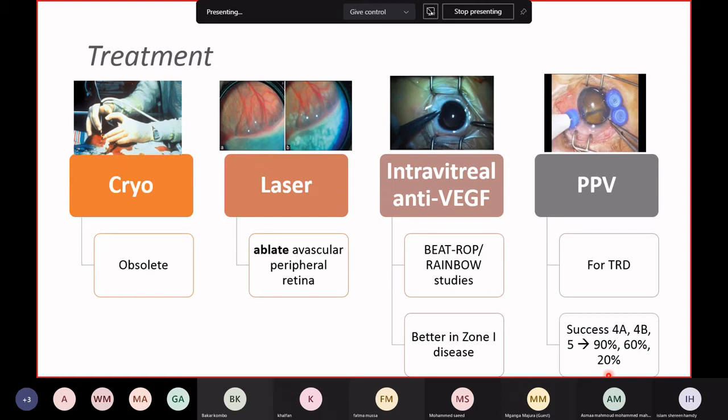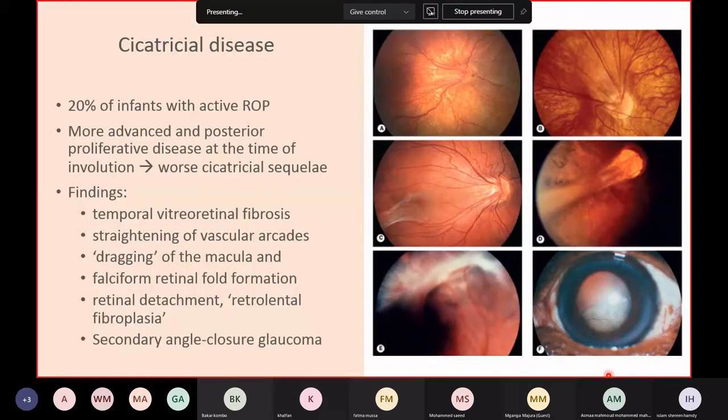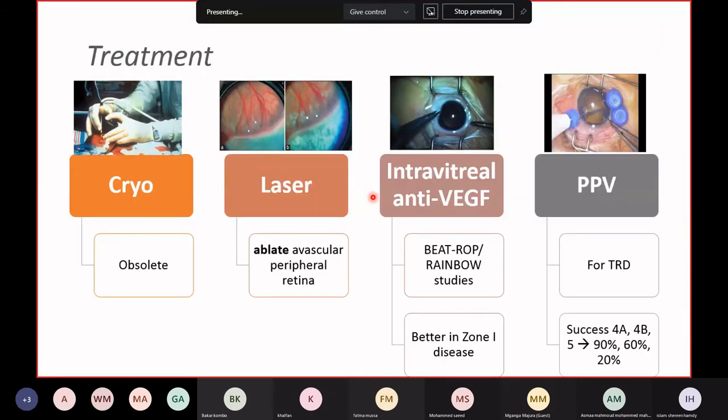Sometimes the patient may bypass the active phase of the disease, and the disease will subside, but he or she will develop some cicatricial complications. We see that in about 20% of infants who developed active ROP. The most important thing is that there may be some tractional dragging of the blood vessel, at the site of the peripheral change here.